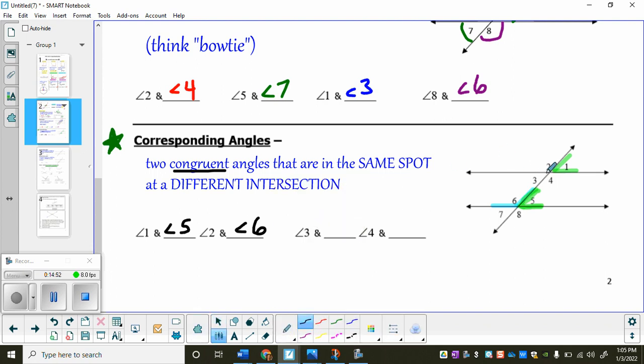All right, 3. So angle 3 is right here, on the bottom left corner. So we want the bottom left corner of this intersection, so angle 7. And angle 4 is right here, and so that's going to match up with angle 8 right there in the same spot, just at the other intersection.